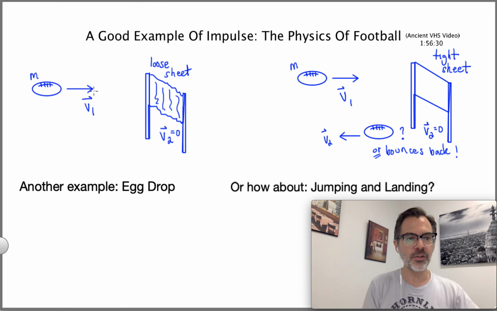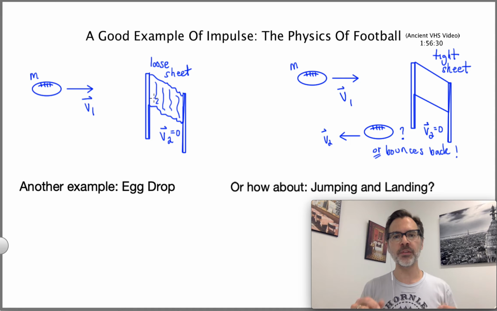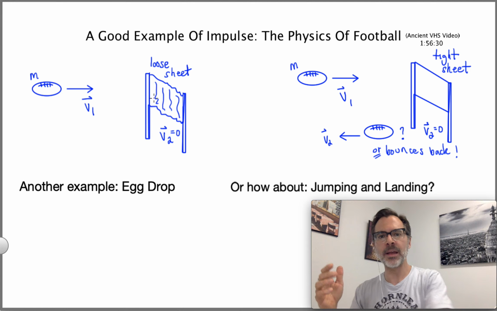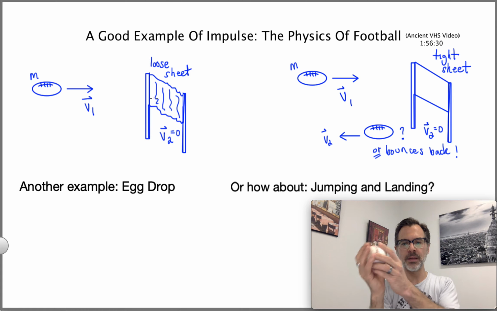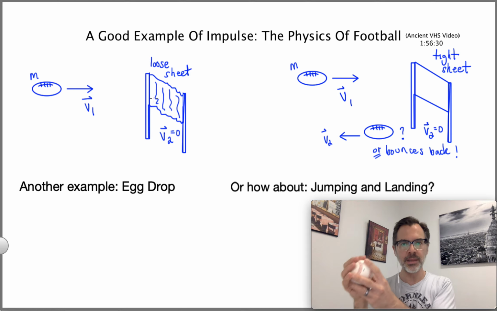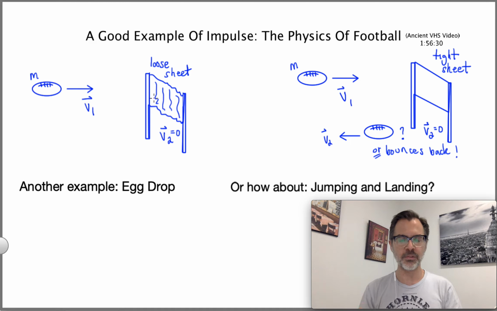Picture a football, like in the American game of football, and picture two sticks of wood with a loose sheet. Could be a bed sheet or a towel or a sheet of canvas. It's held very loosely in there. And somebody throws the ball, which has mass m, with velocity v1, into the sheet. And if you can picture this sheet, it's very loose. So as the ball travels into it, the sheet just completely envelops this ball and it comes to rest.